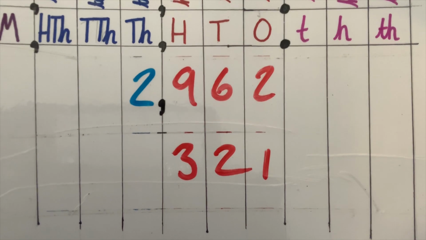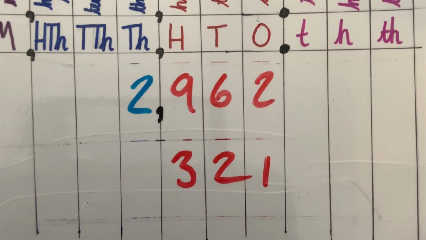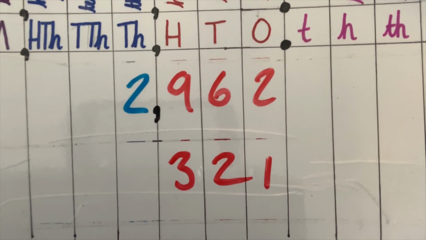Have a look at the numbers on the screen. 2,962 and 321. Which is the largest? How do you know which is the largest? Pause the video and have a think about how you know.